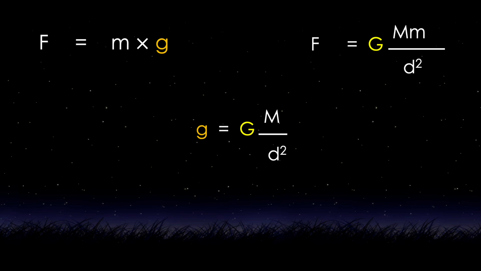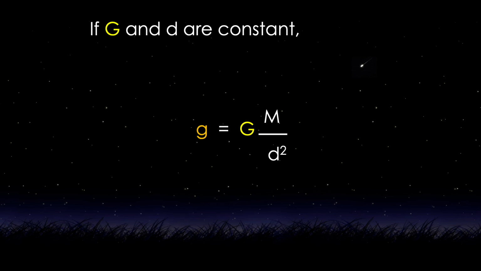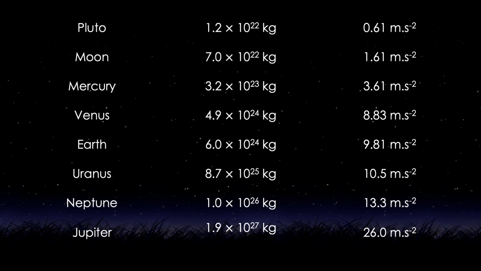Now this is a very interesting equation. It gives us the relationship between the lowercase g, that is acceleration due to gravity, and the uppercase G, which is the universal gravitational constant. Now, if capital G and d are constant, the lowercase g would be directly proportional to M. Now the lowercase g is acceleration due to gravity, and that is directly proportional to the mass of a planet, which explains why the larger planets have a greater acceleration due to gravity.